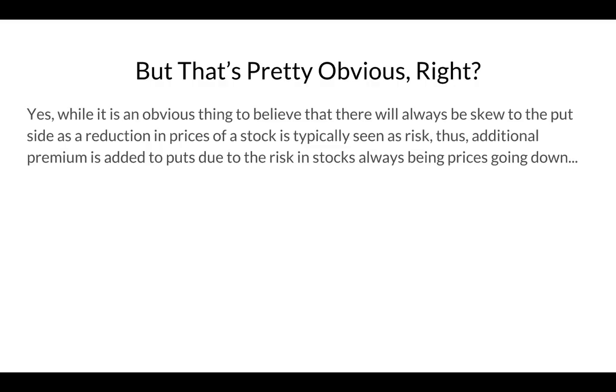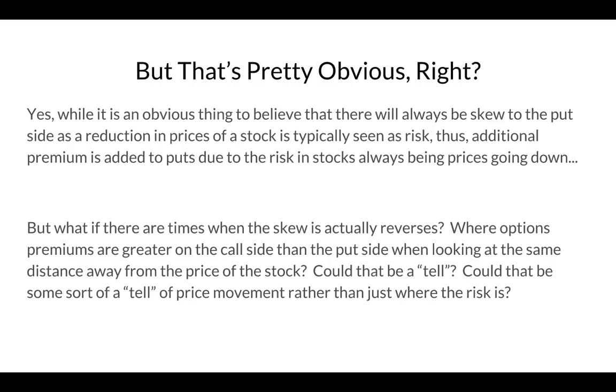So while it's totally obvious to believe that there's always going to be skew to the put side or the downside, because a reduction in prices of a stock is typically seen as the only risk. No one really sees prices going up as being risky, right? So if people really only see a reduction in prices being risky, thus additional premium is added to puts due to the risk in stocks always being perceived as the risk being prices going down. Right? And again, that kind of makes logical sense. And this is where it got really interesting.